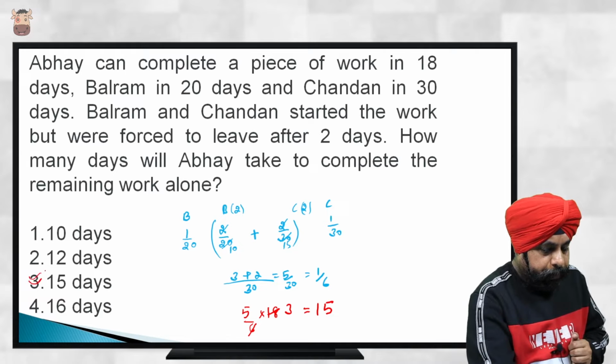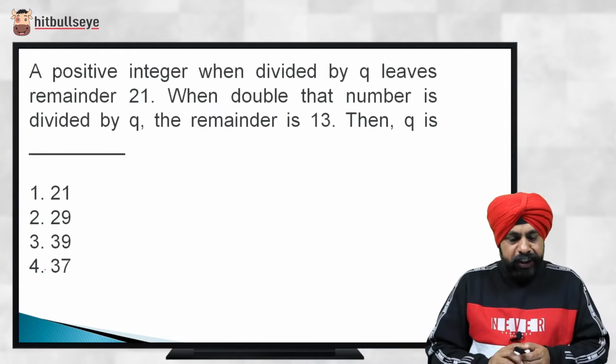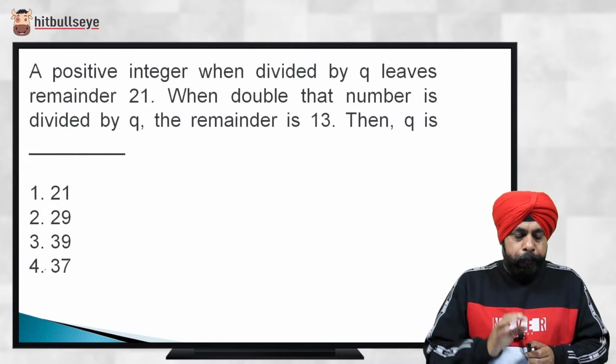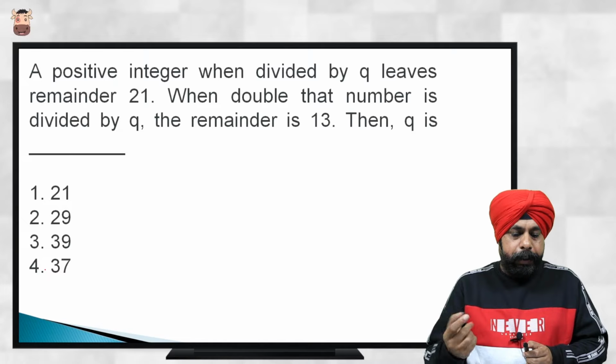So people, 15 days, third option is your answer. Moving on. This question, read this people. Divided by Q leaves 21, double divided by Q, remainder is 13.